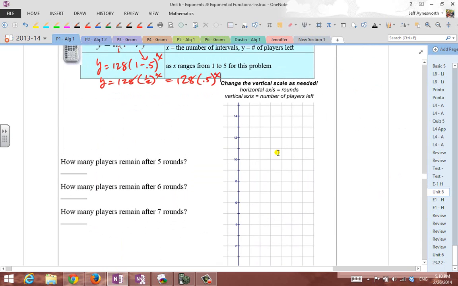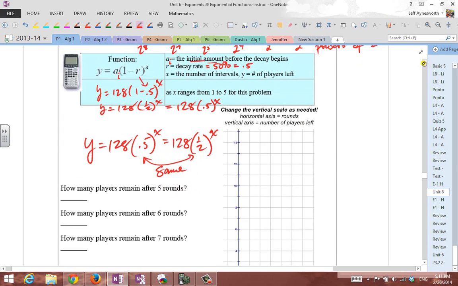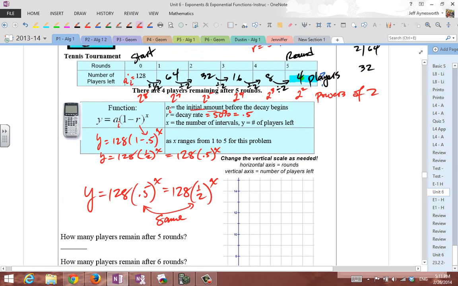All right, so the question is, how many players after 5 rounds? Okay, so our function looks like y equals 128, our starting amount, times 0.5 to the x power, or you can say 128 times 1/2 to the power of x. Obviously these are the same, and 1/2 and 0.5 is the same value. The question is, after 5 rounds, how many do you have? Well, we already know that. I already calculated that up here. The answer is 4.